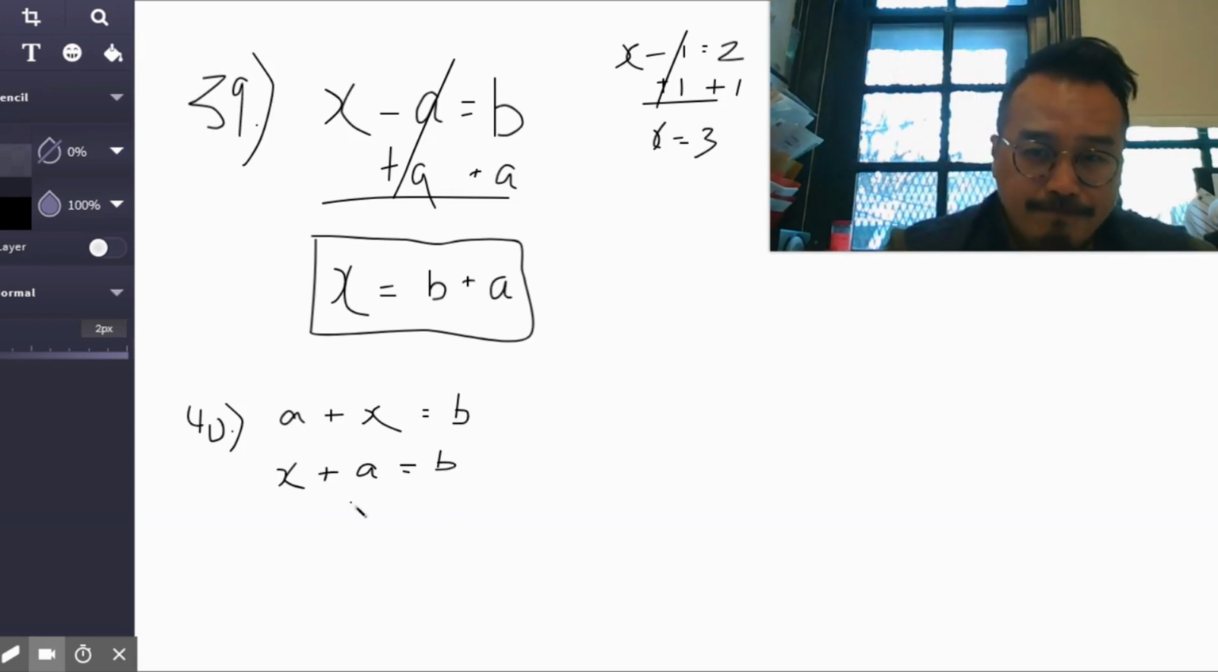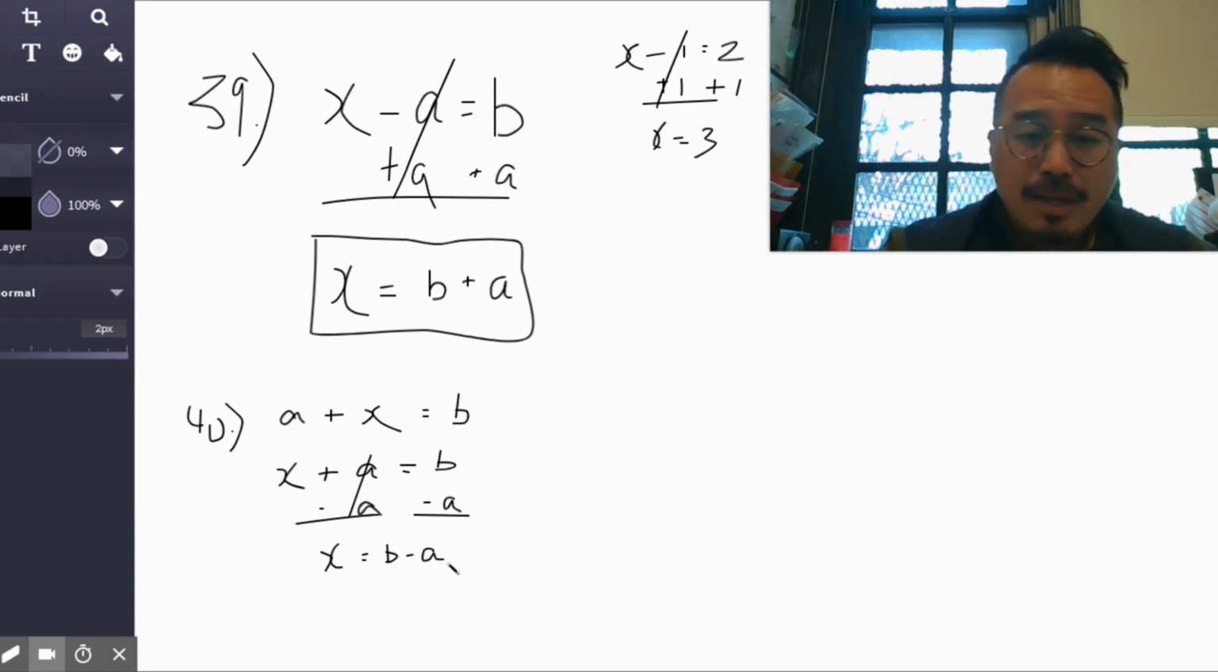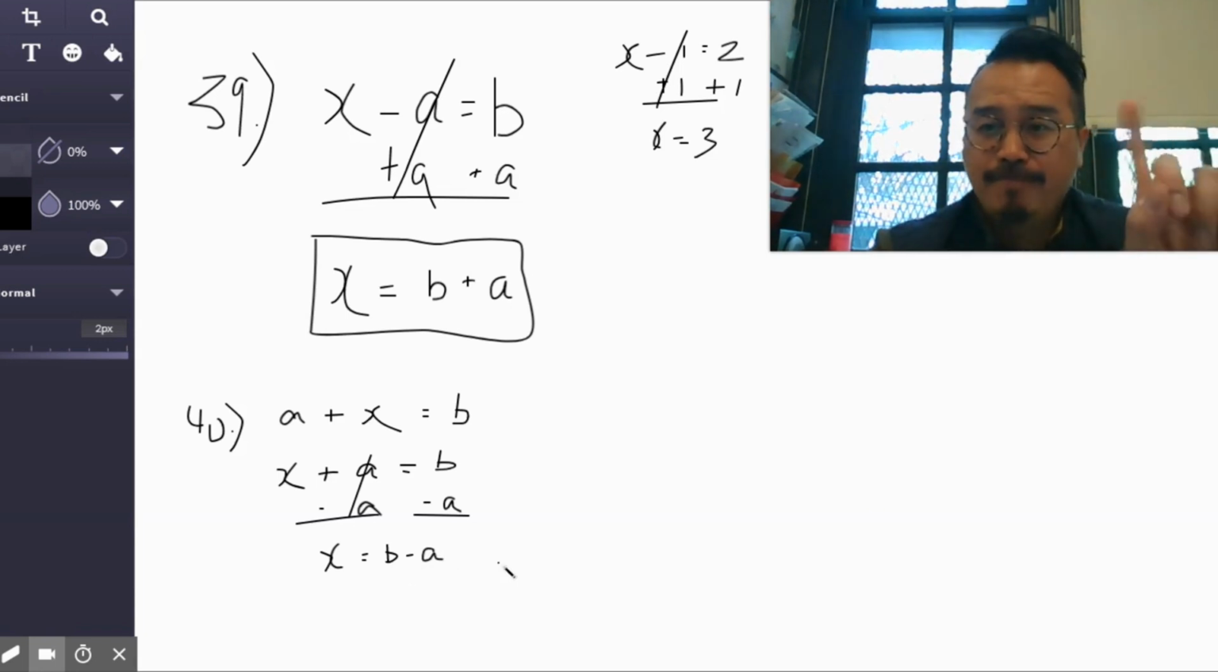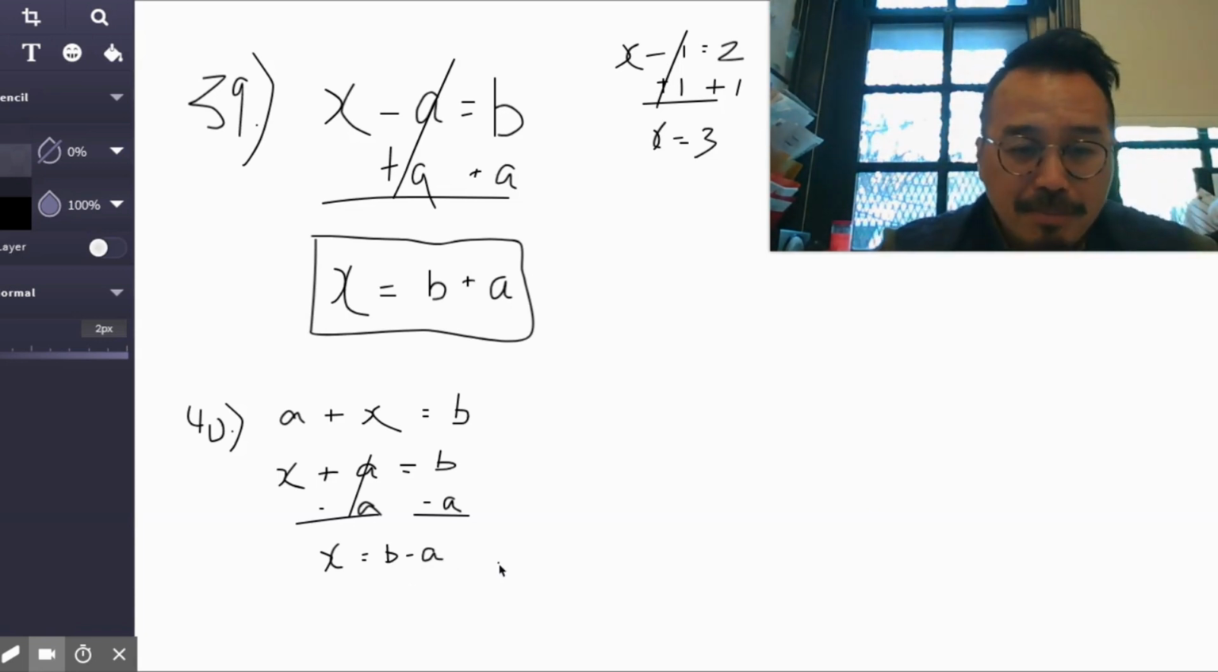Now here we're going to subtract a on both sides. So these cancel out, and then we got b minus a on the other side. All right, not a minus b. Not the same thing. B minus a has to be that way.